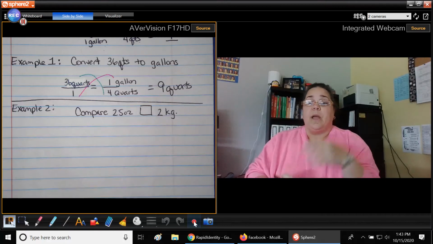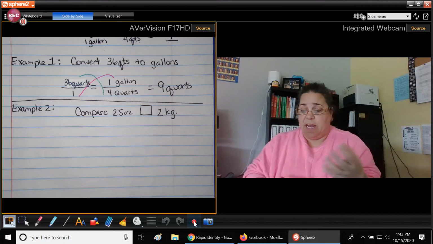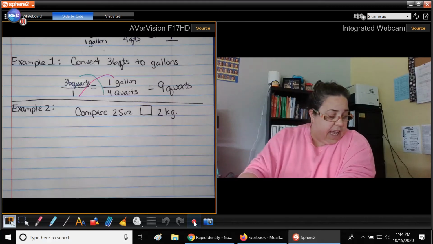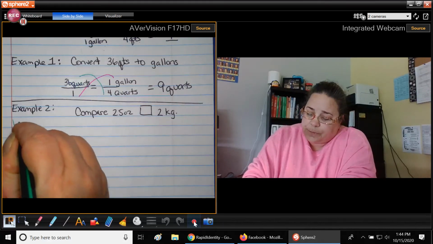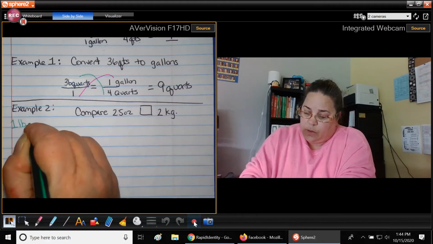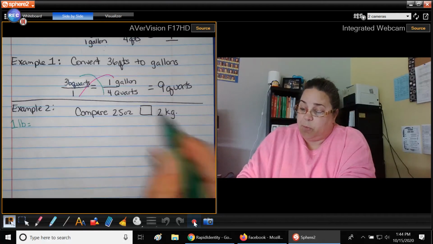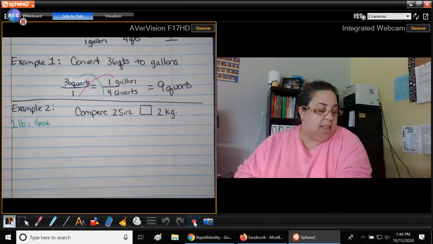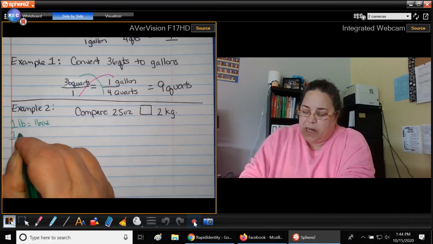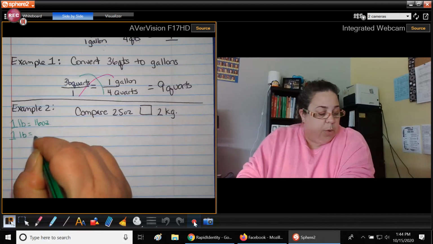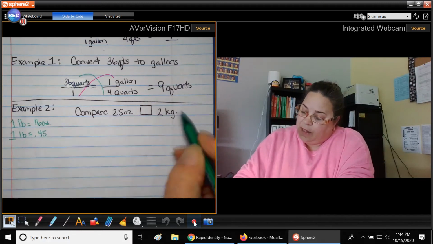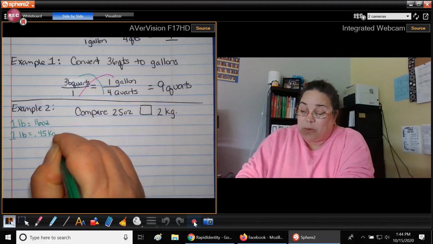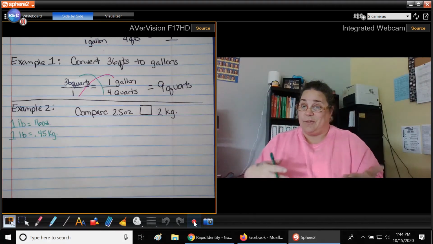All right, so in order to do this, you need a conversion rate, and so let's go ahead and write that on the side. I know that 1 pound equals, anybody know how many ounces? Remember, we're looking for ounces. 16 ounces, okay? And then I also know that 1 pound, you might not know this by heart, equals 0.45 kilograms. Because I got to know what both of those measurements are in order to convert this, right?